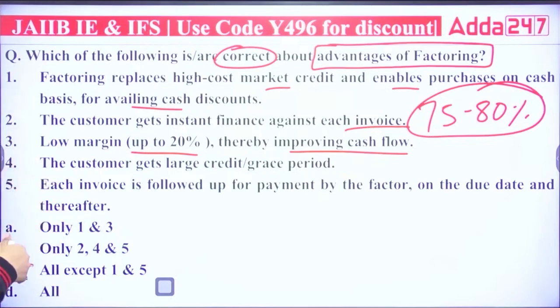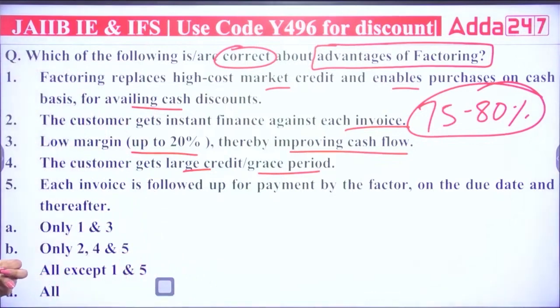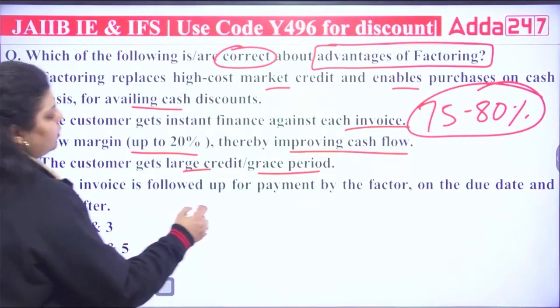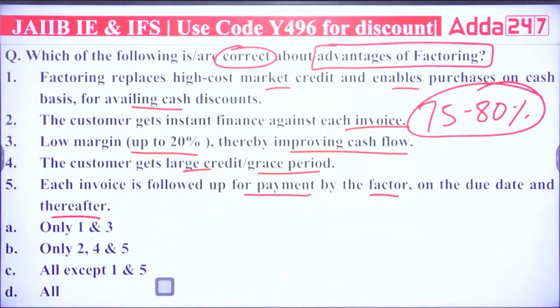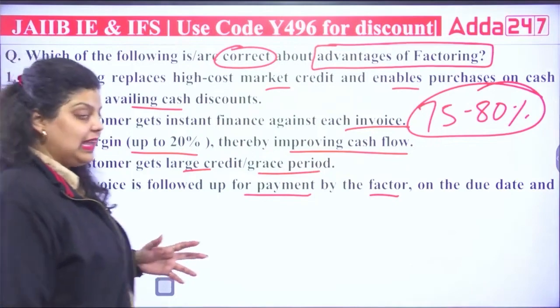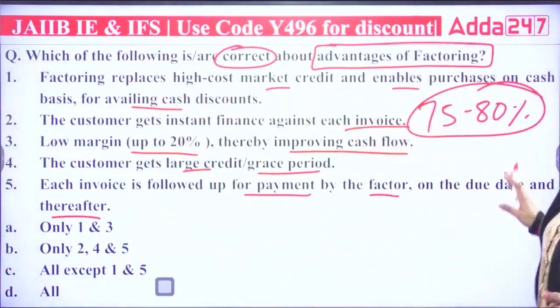Next, the customer gets a large credit or grace period. That is true. You will get a grace period of 60 days as well. Now next we have, each invoice is followed up for payment by the factor on the due date and thereafter. So it's very true. The seller does not have to go to the buyer on the due date. It is the responsibility of the factor now.